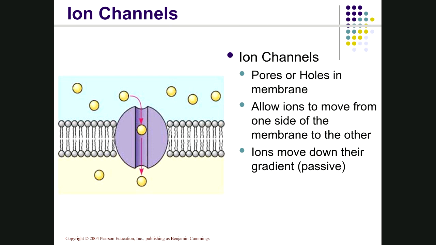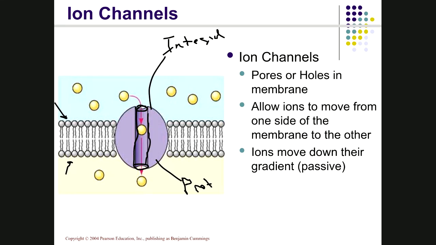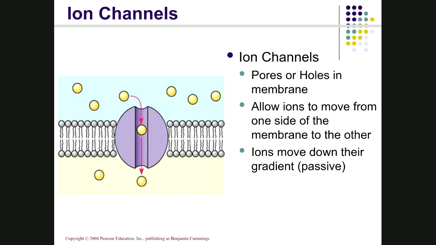So look, there's our phospholipid bilayer right there. And then here's this protein. But this protein goes all the way through the membrane. Remember, that's called an integral protein because it goes all the way through. But look, it's hollow. There's a hollow space in the middle of this protein. It's like a tunnel through the membrane, a pore or a hole in the membrane. And what this does is it allows these ions to move, and the ions move through the channel.